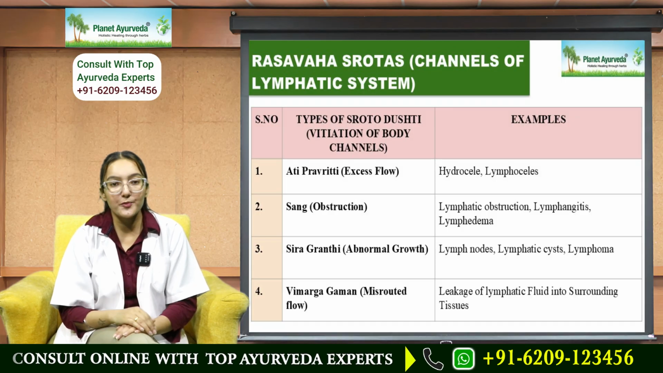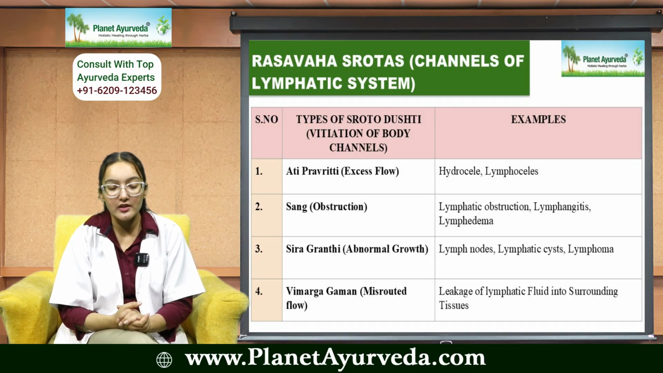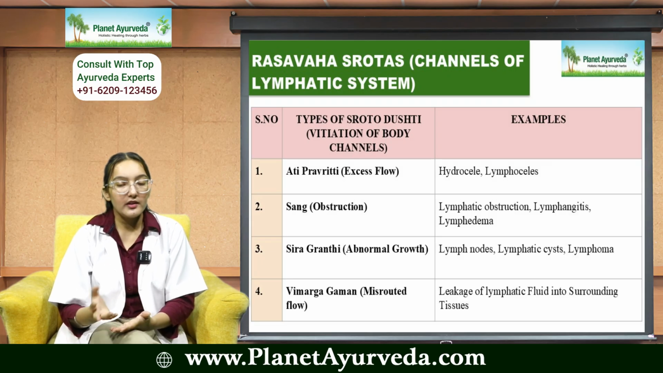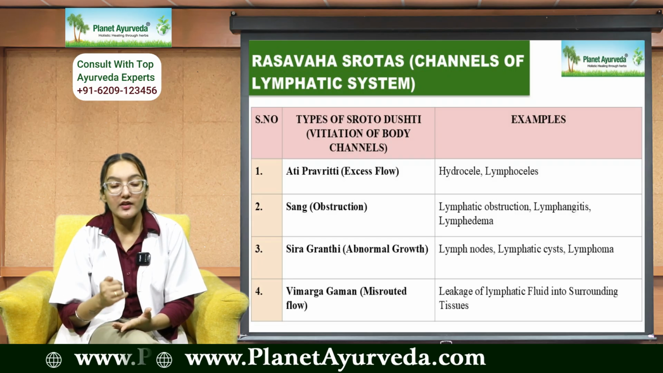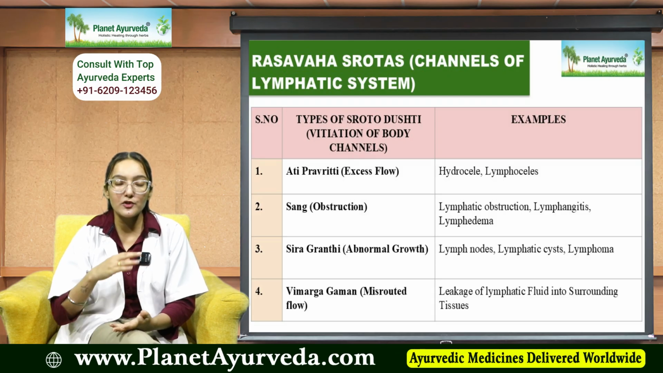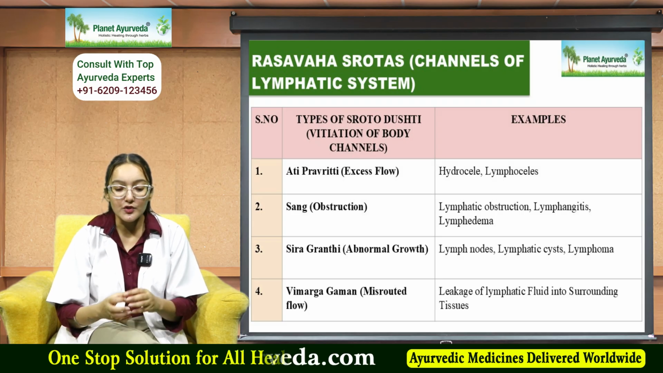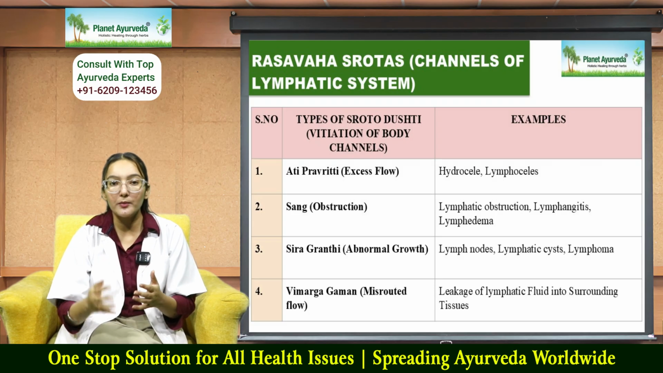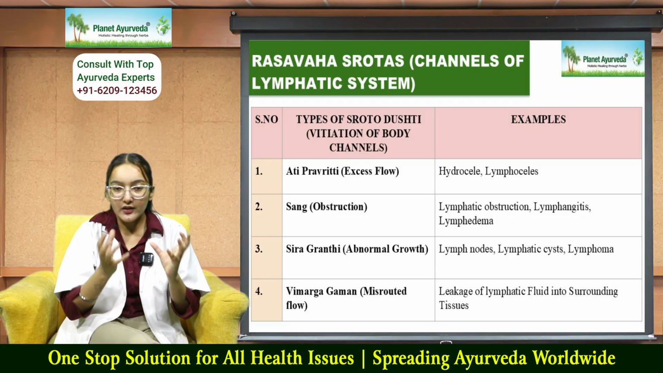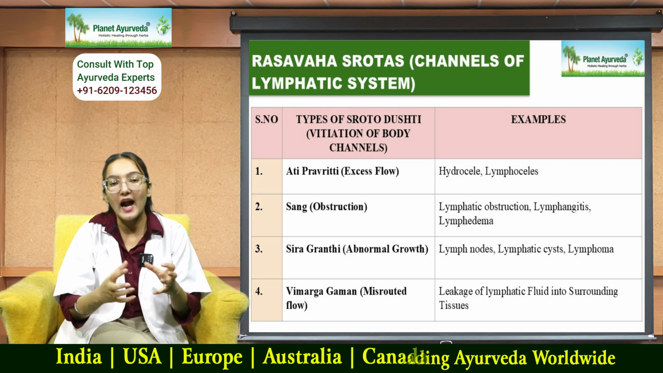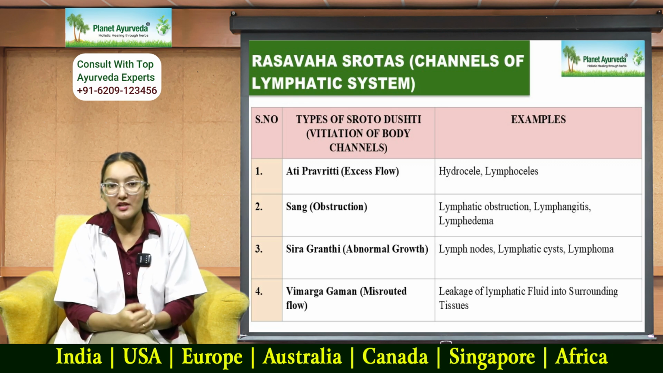Then is Sanga, obstruction. What will happen if there is obstruction of lymphatic system channels? Then there will be lymphatic obstruction. Lymphangitis may occur, the inflammation of the lining of the lymphatic vessels. Lymphedema may occur. Due to the obstruction of lymphatic flow, lymphatic fluid may get obstructed somewhere and it will lead to edema, swelling. Then is Sira Granthi, or abnormal growth.